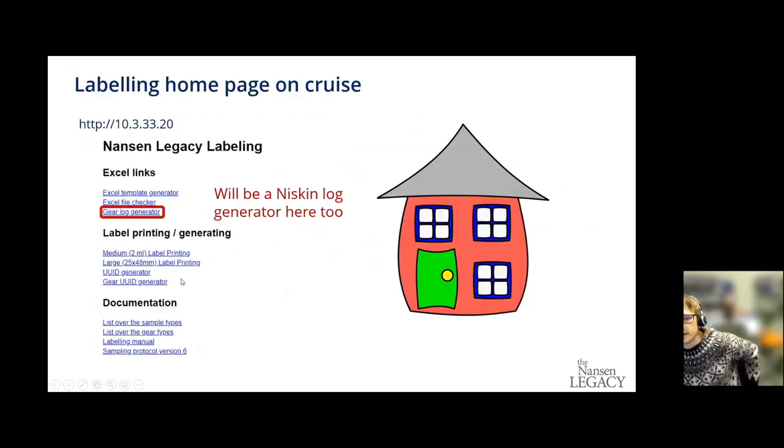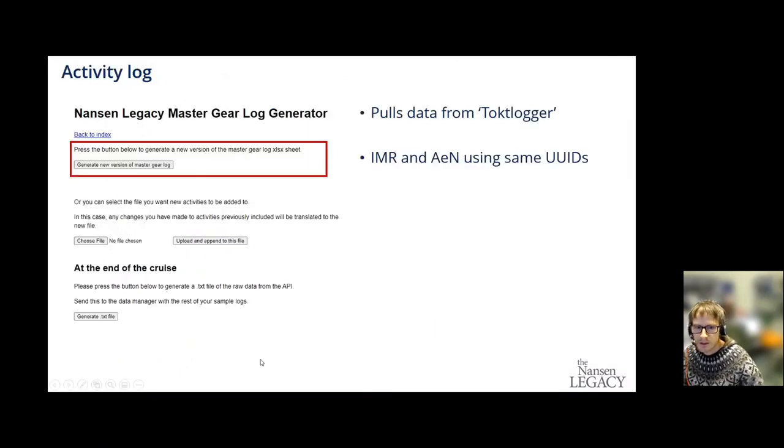So the activity log generator is here. If you need to find the ID of the net or the trawl that you have taken a sample from, you click on that. There's a button at the top. You hit that one. It pulls data from the TOC logger, which is the cruise logger that IMR have. This ensures that we in Nansen Legacy are using the same IDs to refer to activities as IMR, which is useful if we need to communicate with them.